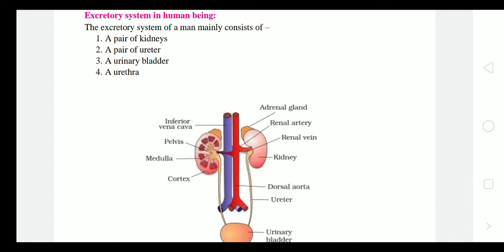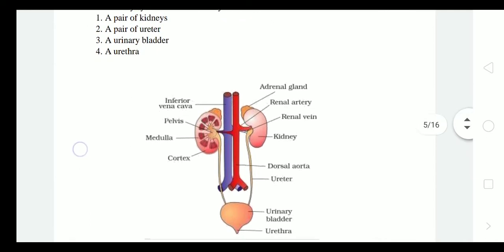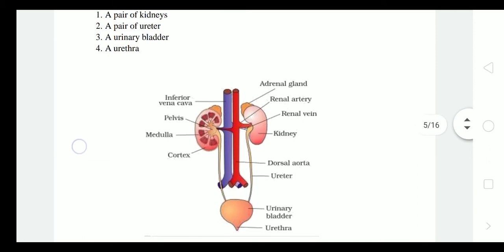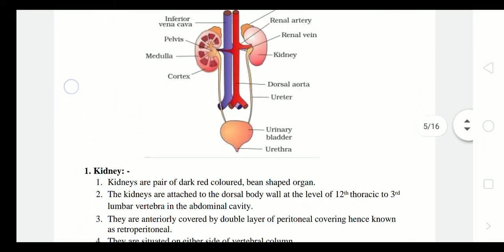The excretory system of man, that is human, mainly consists of a pair of kidneys, a pair of ureters, which are tube-like structures, the urinary bladder, that is the middle one, a sac-like structure, and the opening, that is the urethra. Here in this diagram you can check all the important parts.